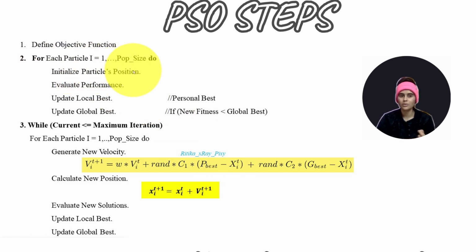Then we will initialize the position for each particle, evaluate their performance using the objective function, and select the personal best and the global best value. Then we will start the main loop for this algorithm. We will calculate the velocity and then update the new position for the agents, evaluate the new solution, update the local and global best, and repeat the process until the stopping condition is met.